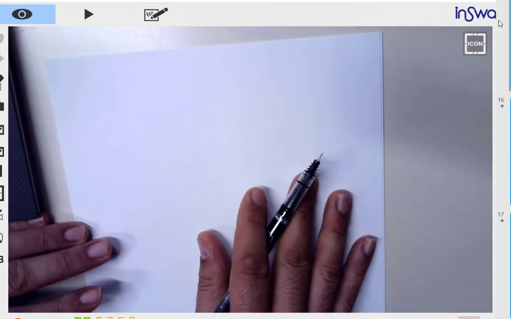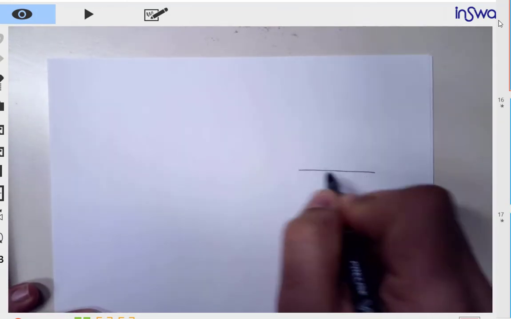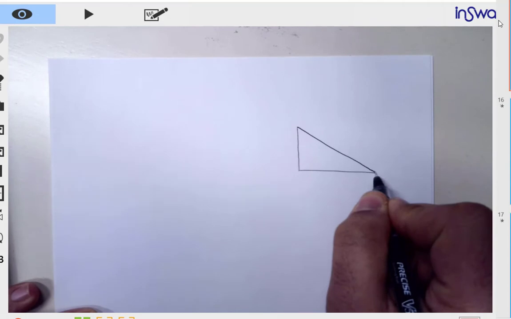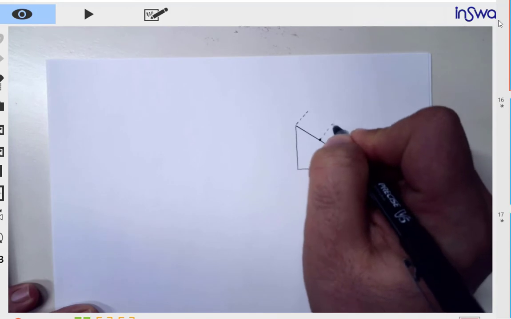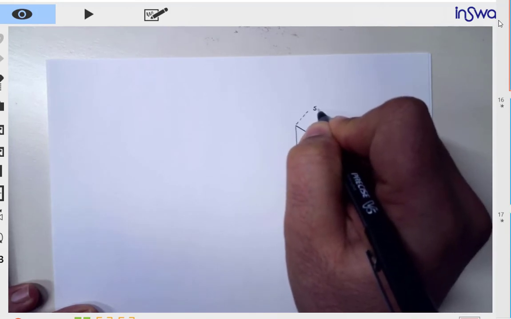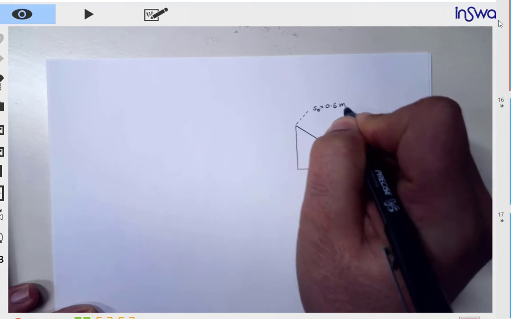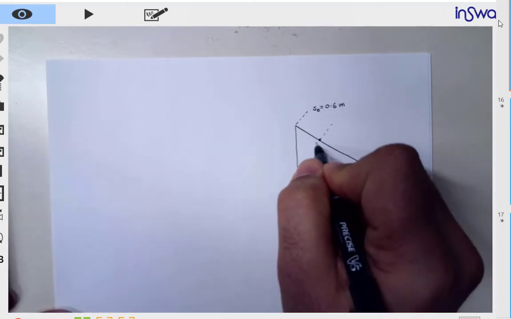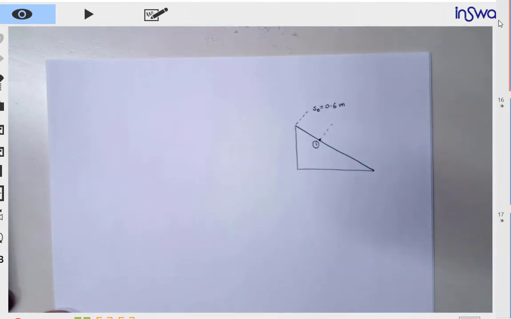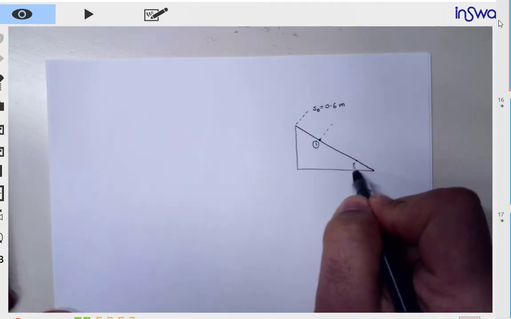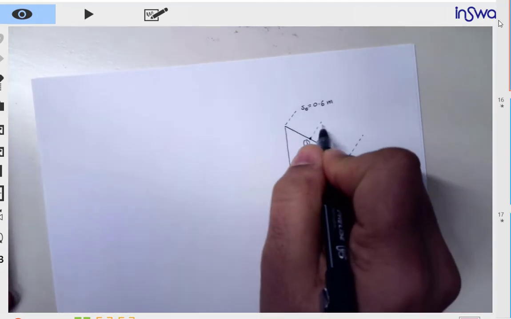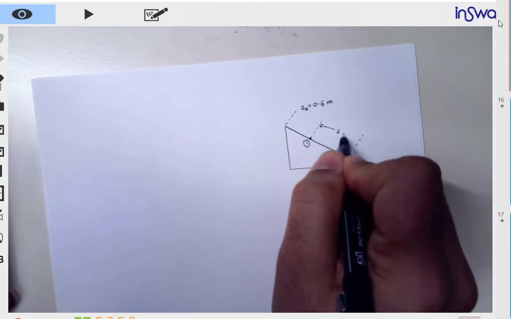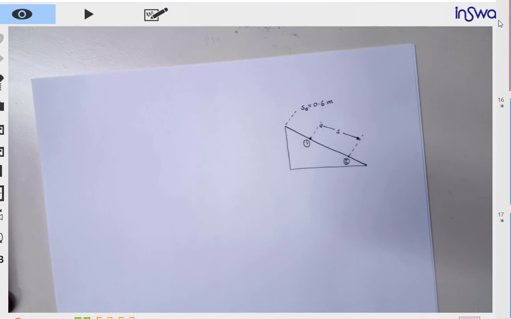The very first step is to draw the problem, and I'm going to choose a reference. This is the beginning, my unstretched position s equal to 0.6 meter. I'm going to call this state 1, where it begins, and this is state 2, when the particle will stop. What's required is to calculate this distance. How much is that distance?